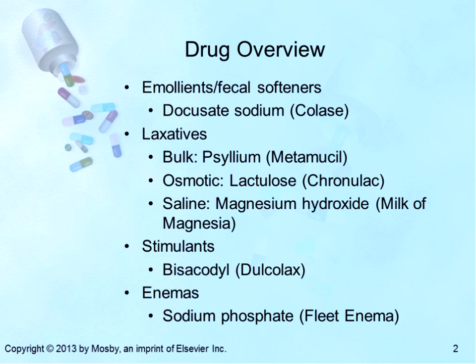These 5 categories include bulk, stool softeners, osmotics, stimulants, and enemas. Some of the common ones that you might be aware of include docusate sodium. Bulk laxatives include Metamucil, psyllium. Osmotics: lactulose, magnesium hydroxide or milk of magnesia. The stimulants include Dulcolax, bisacodyl is the other name, and enemas such as Fleet enema, known as sodium phosphate.